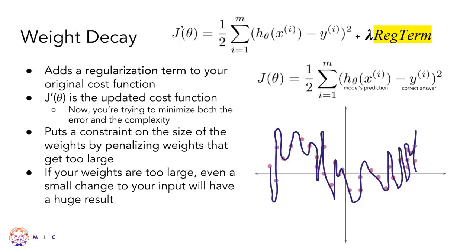So we're going to call this updated cost function J prime. So now think of your cost function as a function of these 2 terms. Now you're no longer trying to just minimize the error. You're trying to minimize both the error and the complexity of your model at the same time. So you're saying, okay, we want you to train and learn, but at the same time, we want you to keep it as simple as possible. You're trying to generalize. So how this works is you're going to put a constraint on the actual sizes of your weights by penalizing weights that get too large.